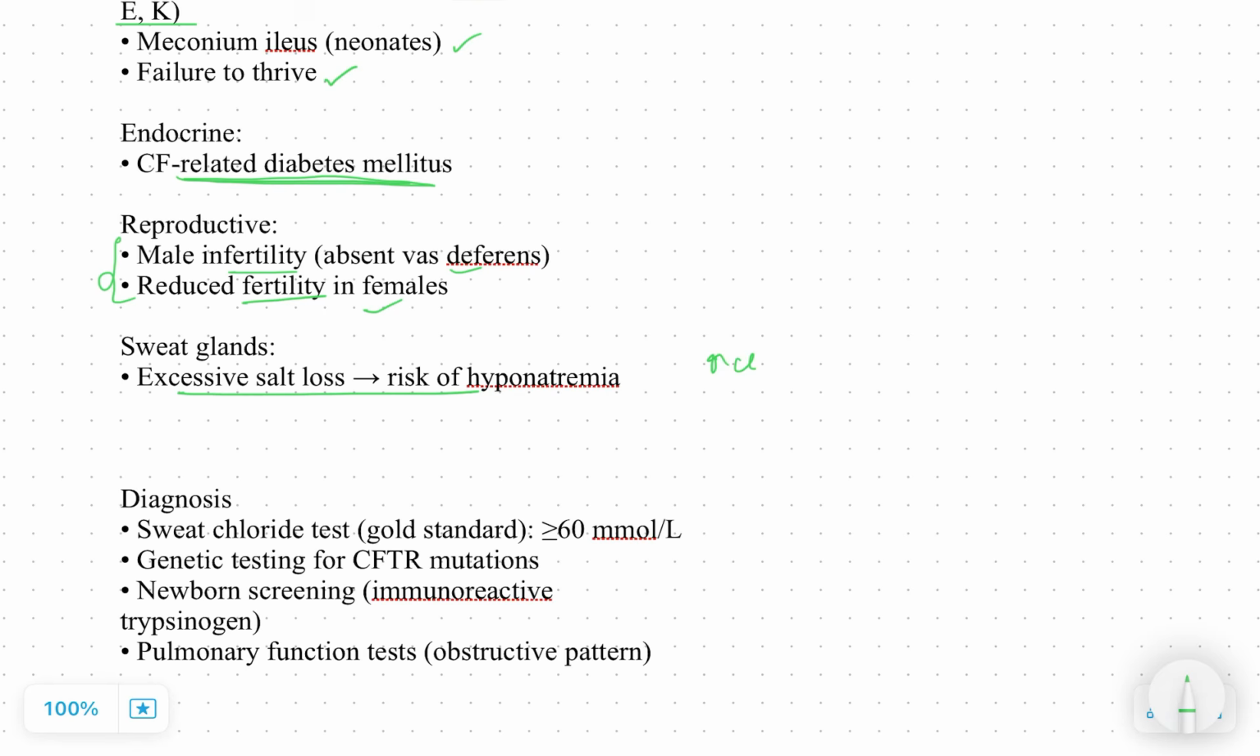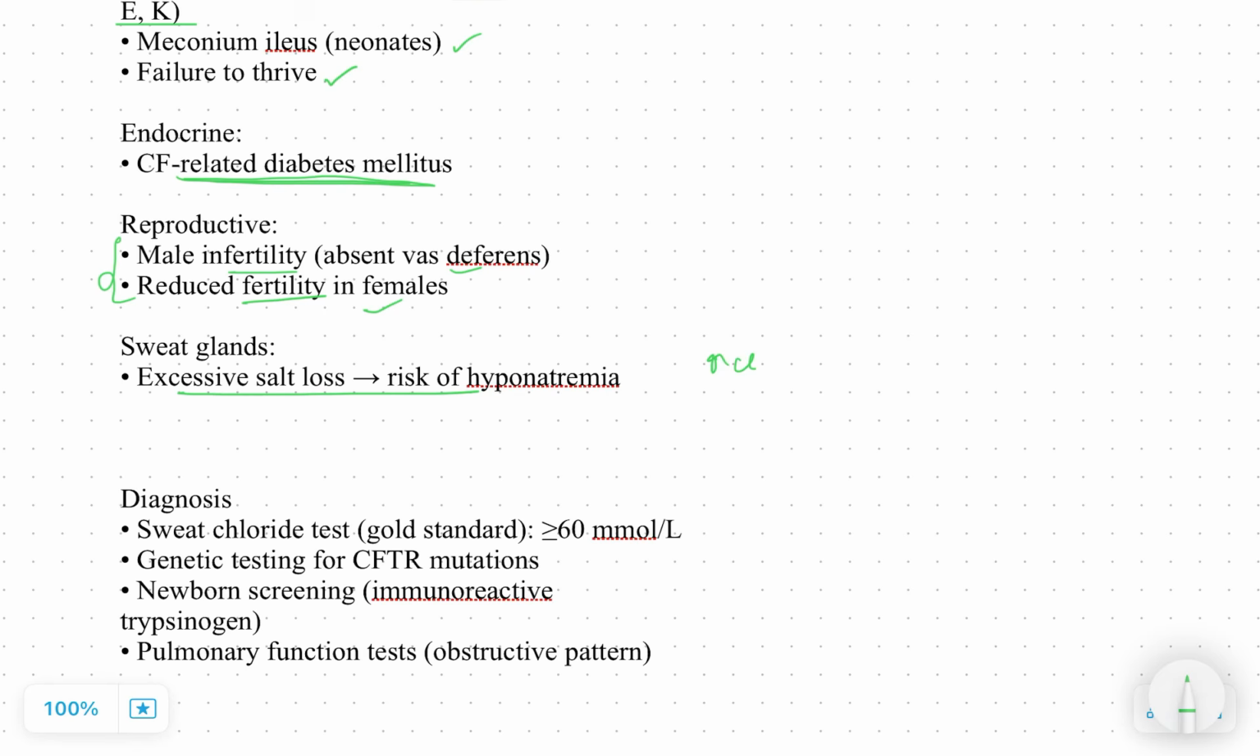A simple test is the sweat chloride test; more than 60 millimoles per liter is the gold standard. Genetic testing can be done. In newborns, immunoreactive trypsinogen, or IRT, levels are increased. This is because the trypsinogen produced in the pancreas is normally converted into trypsin, but this is hampered by blockage of the pancreatic ductules. Because of the blockage, trypsinogen is directly released into the bloodstream, so there are increased levels of immunoreactive trypsinogen.